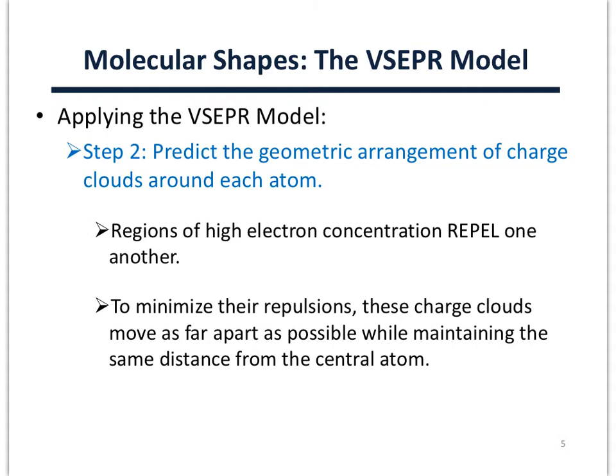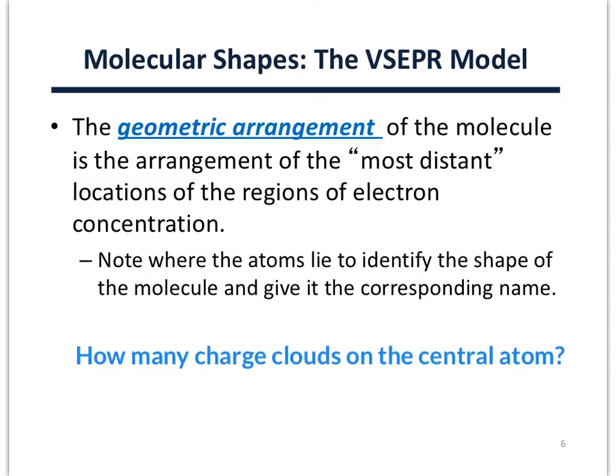The second step in the VSEPR model is to use the number of charge clouds to predict the arrangement of them. To minimize repulsion, we want electron groups to be as far apart as possible. However, VSEPR balances that by considering their distance from the central atom. The resulting arrangement of charge clouds is called the geometric arrangement. Other names for this are electron group arrangement or just plain old geometry.